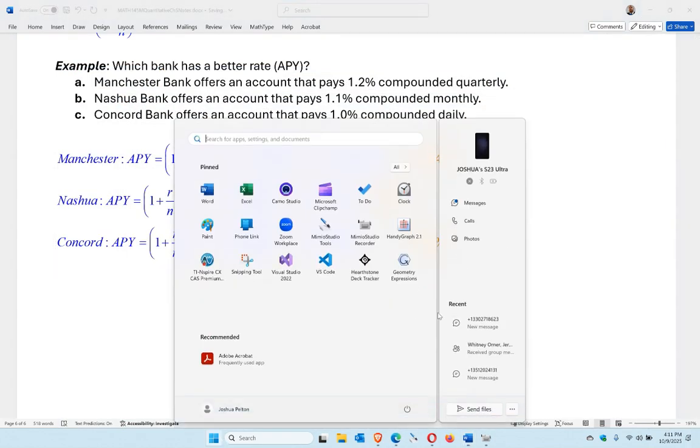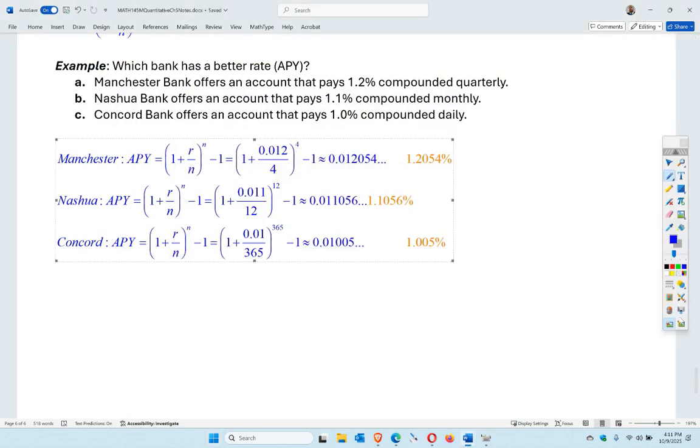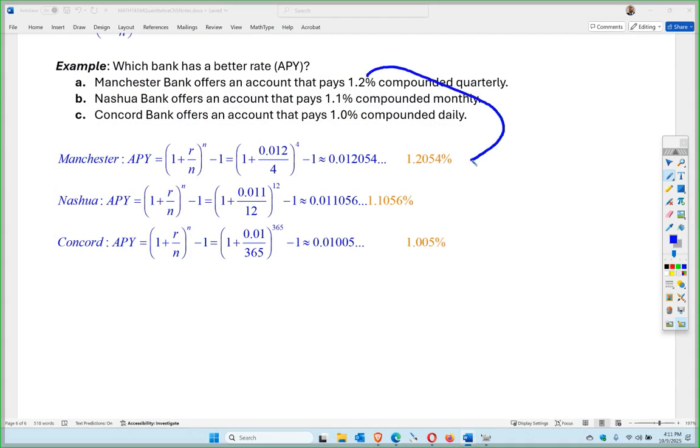Okay, so let's take a look now. What you'll notice is the 1.2% didn't turn out that way. The 1.1 didn't turn out that way. The 1% didn't turn out that way. Because if you have a bunch of compounds, it's going to make it more costly. Because you're talking about APY, it's on a yearly basis. So that's the yearly basis you're actually paying, which is different than the percentage they're saying, you know what I'm saying? Okay, that's the end of part 3.